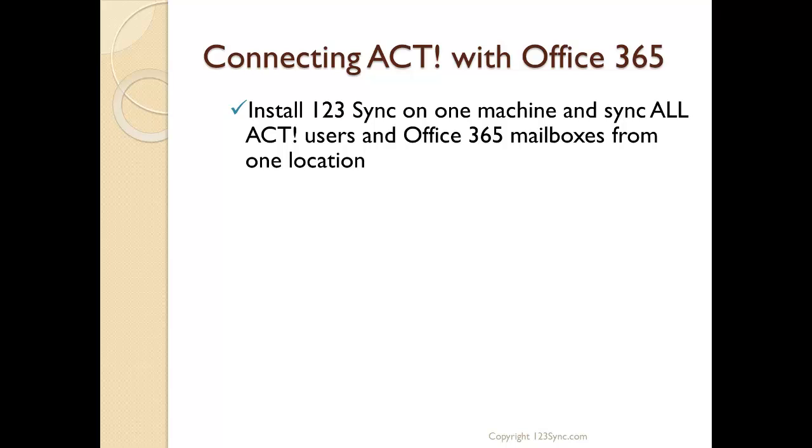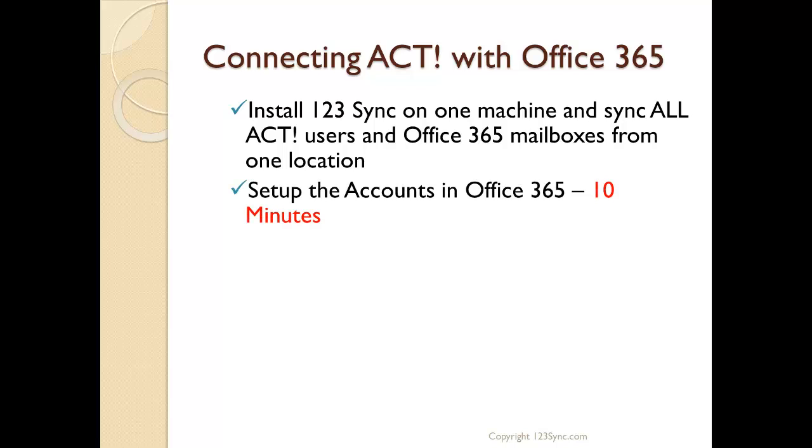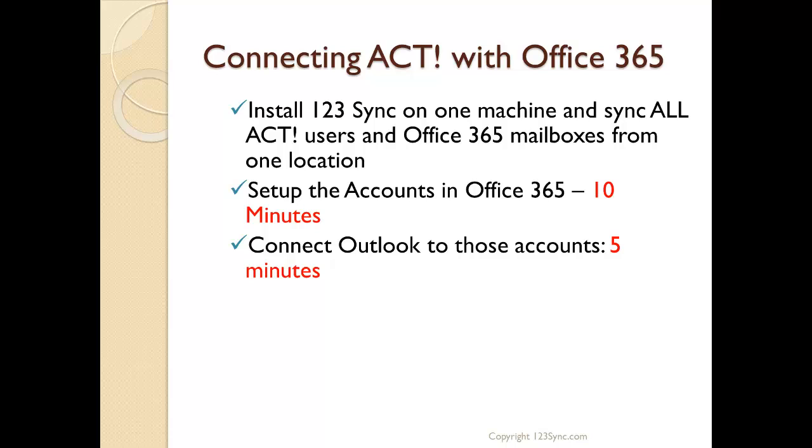To conclude, what we've demonstrated here is that you install 123Sync on one machine and sync all ACT users and Office 365 mailboxes from one location. You can set up the accounts in Office 365, going to Office 365 and setting up all the accounts from scratch. It takes about 10 minutes, which will probably be the biggest effort that you're going to make. You can connect those accounts, connect Outlook to those accounts. It takes 5 minutes or less, as long as you use the right username and passwords.